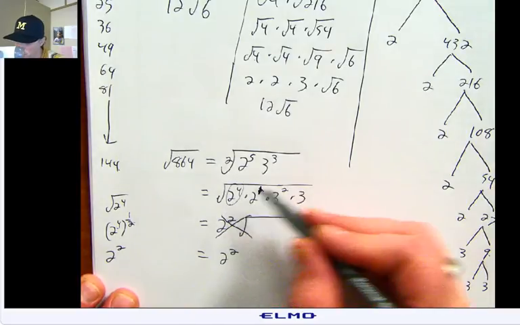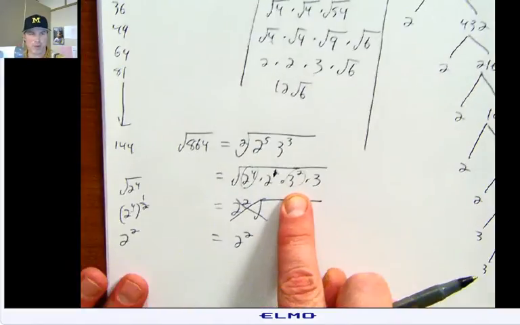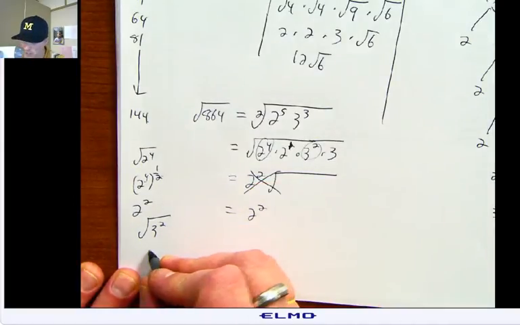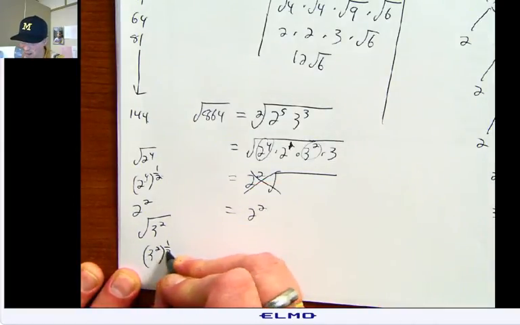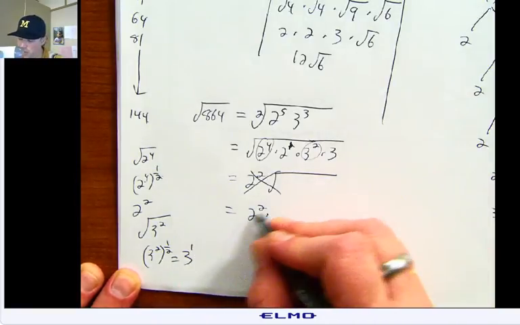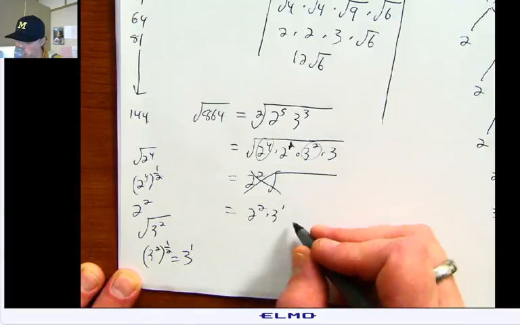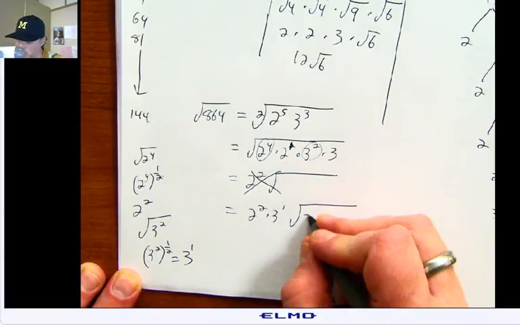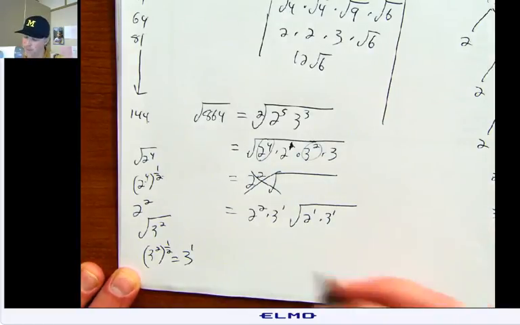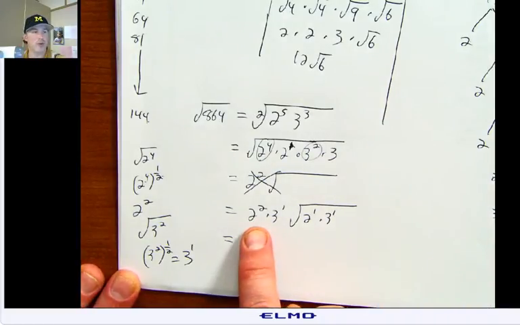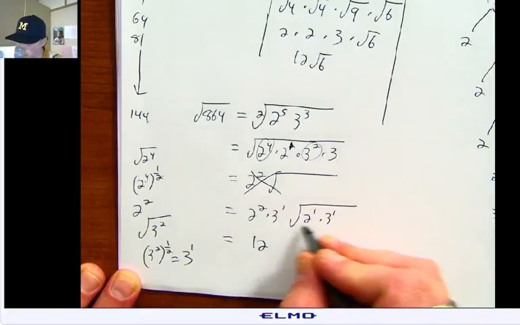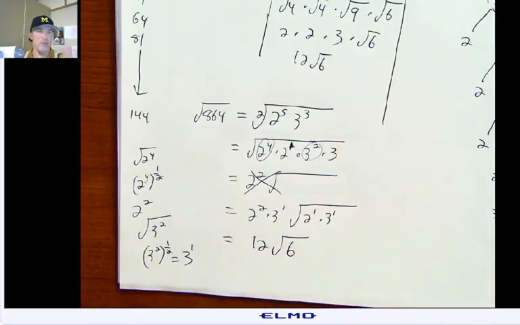And at the same time, the square root of 3 squared, that's the same thing as 3 squared to the 1/2, so you end up with 3, just 3 to the 1. So it's 2 to the 2 times 3 to the 1, and then what's left on the inside is this single 2 and this single 3. Then ultimately, 2 squared is 4, 4 times 3 is 12, and 2 times 3 is 6, so you end up with 12 root 6.